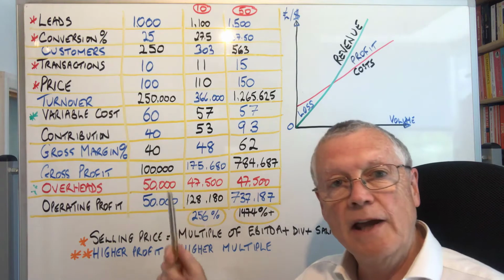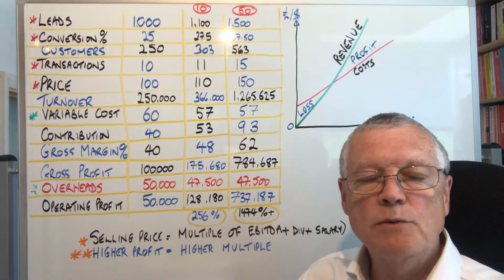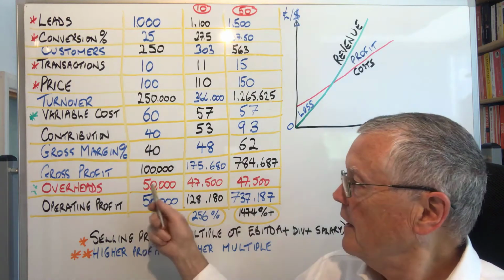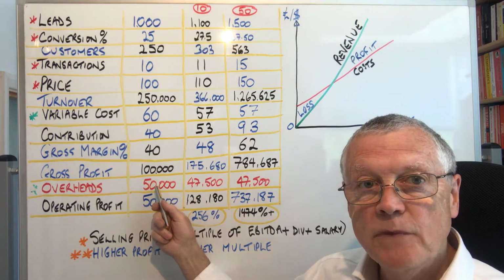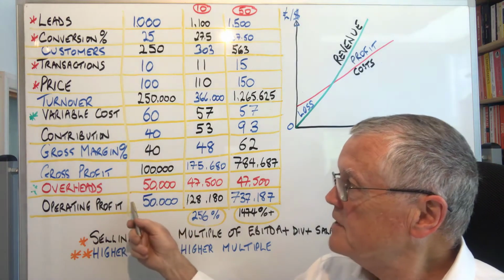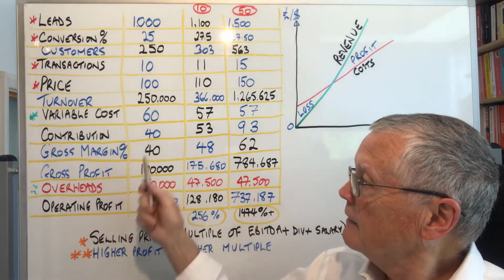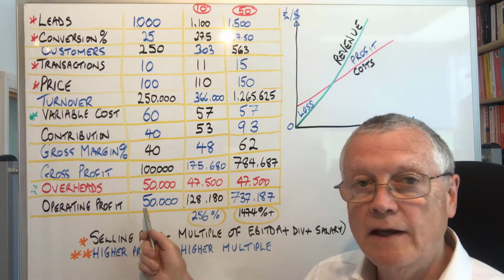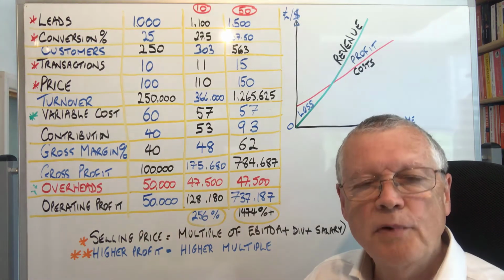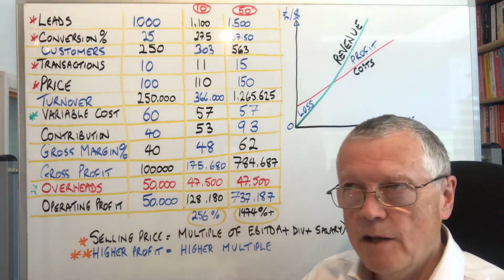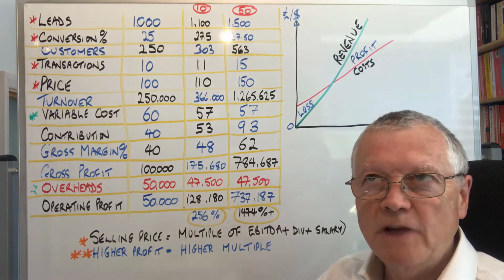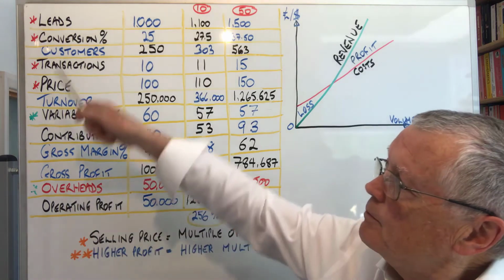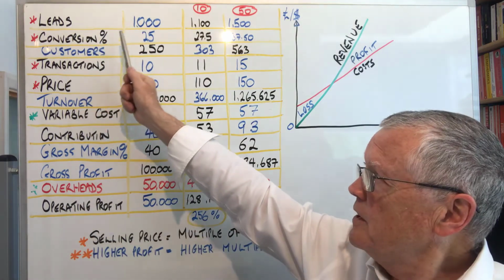We've got other overheads, so that will be things like wages, salaries, rents, other fixed costs that we have to pay. They are 50,000. So therefore, our operating profit is our gross profit here minus the 50,000, which gives us 50,000 here. And operating profit is basically the profit we make on our normal activities before we pay financing costs, loans, etc., interest.